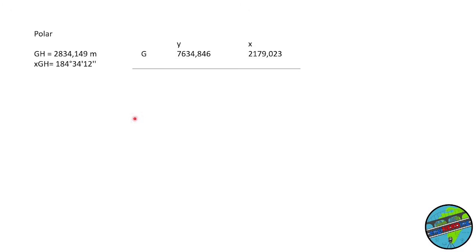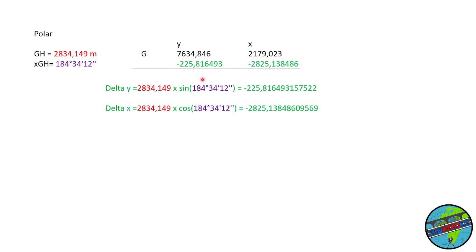Now just to give you another example, we're going to start with a polar, where you are only given a distance, a direction and a coordinate that you will use to calculate another coordinate. In this case, we're going to work out the coordinate for H, because we have a distance from G to H and a direction from G to H. The first thing we do is calculate our deltas by saying distance times sine of direction for delta y and distance times cos of direction for delta x. So it's the same method as in the previous example.